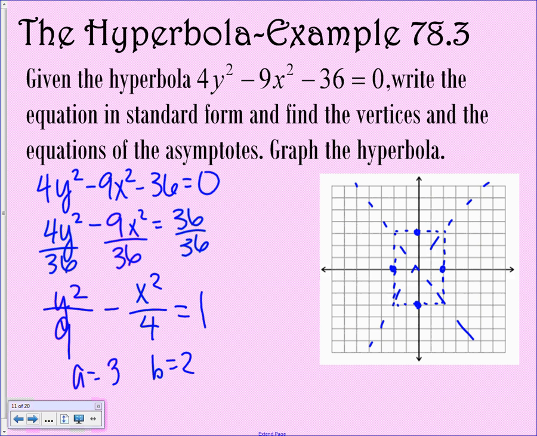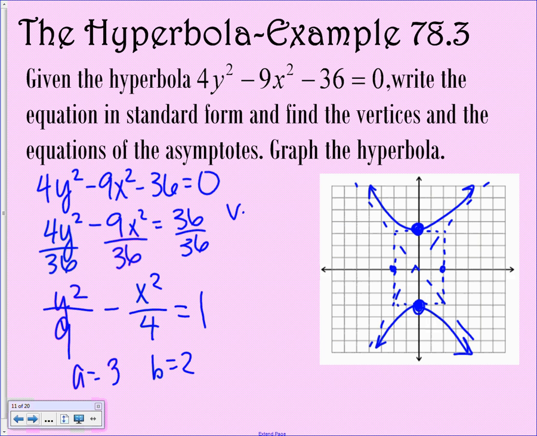Okay? And now it's going to open up and down again because our y squared came first. And so there's your parabola. That's the graph of it. It also asks for the vertices. Well, the vertices are these 2 points.